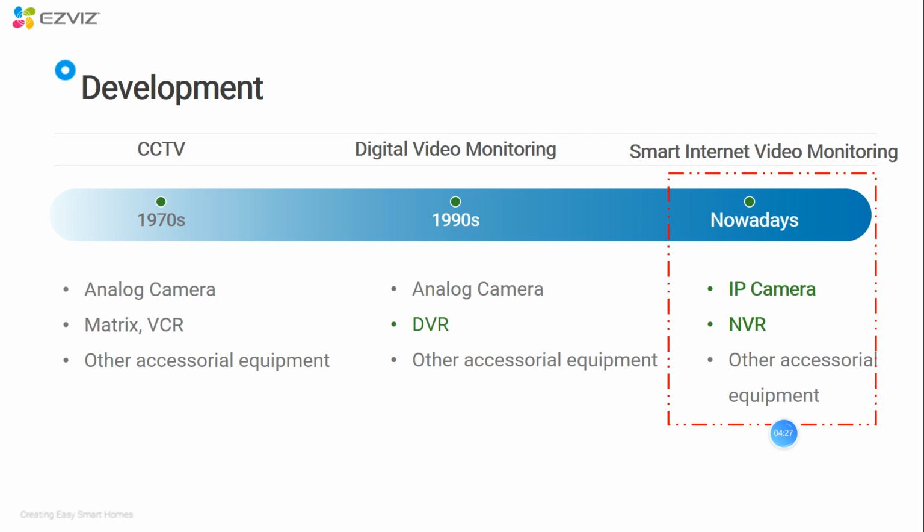By the 1990s, we had DVRs that were able to convert analog to digital signals, which means that cameras had the network medium. By now, we have used the IP camera and NVR, officially saying goodbye to analog cameras.